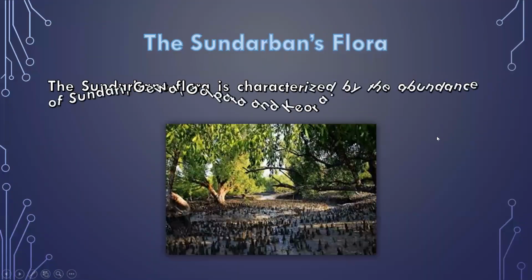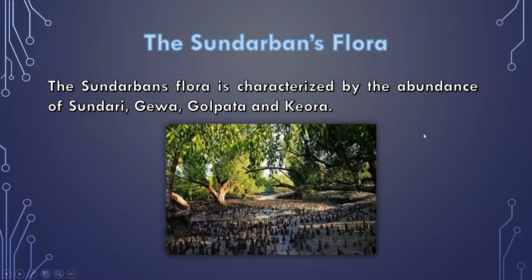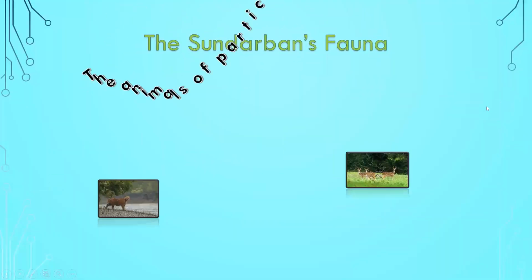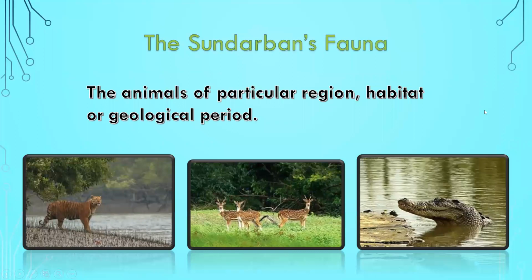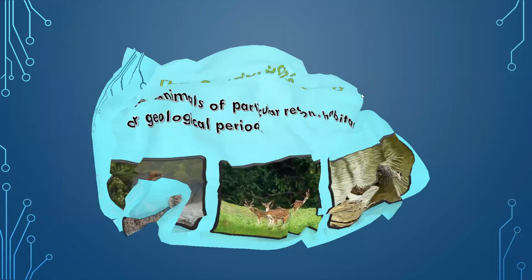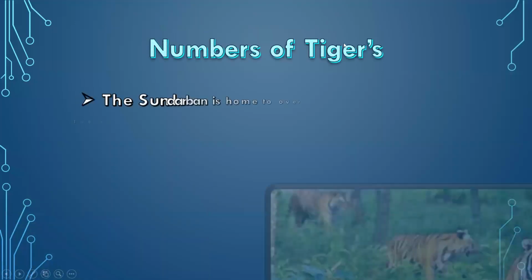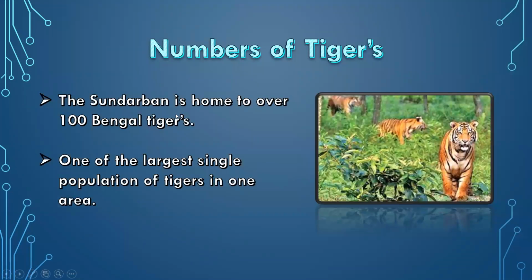The Sundarban's flora. The Sundarban's flora is characterized by the abundance of Sundari, Gewa, Golpata, and Keora. Move on. Now the Sundarban's fauna, the animals of a particular region, habitat, or geographical period. Okay. Numbers of tigers: the Sundarban is home to over 100 Bengal tigers, one of the largest single populations of tigers in one area. Okay, that's important information. Then move on.